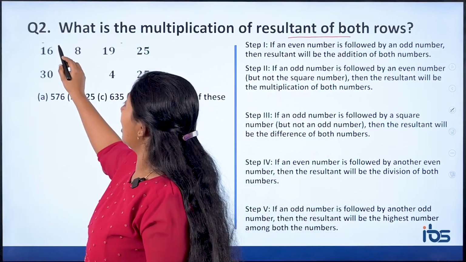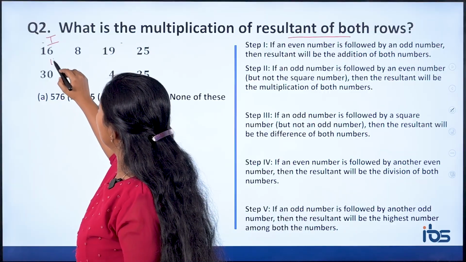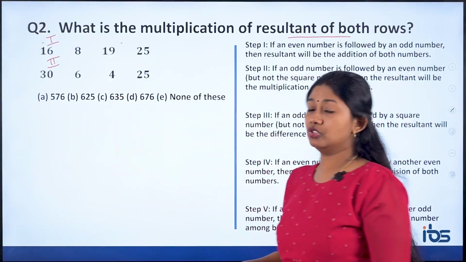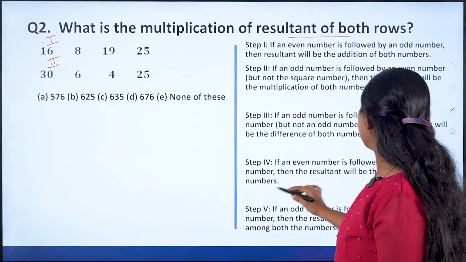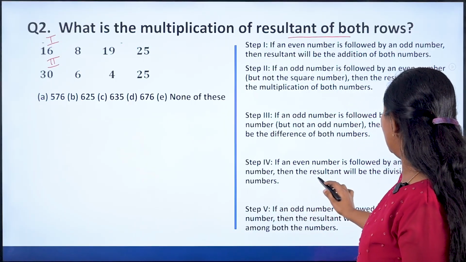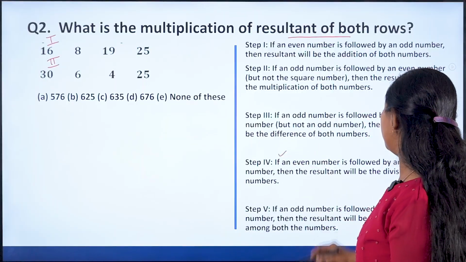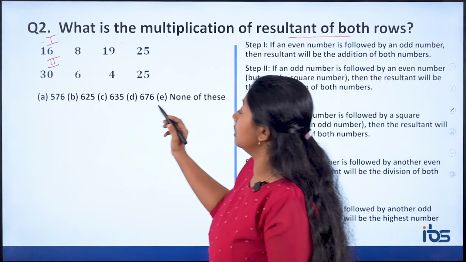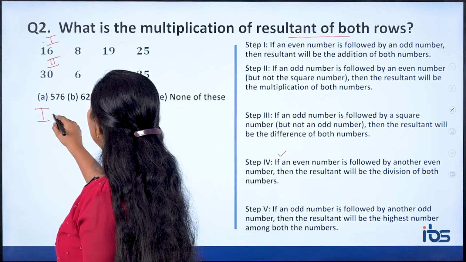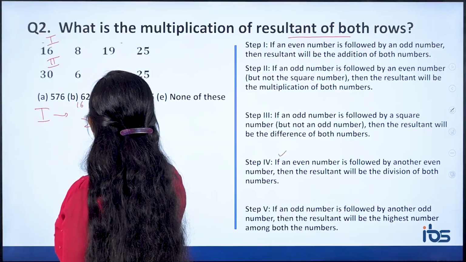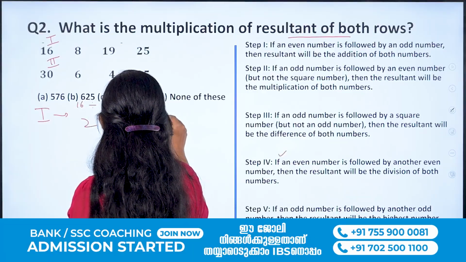So, first of all, if you have a look at these numbers in row 1 and row 2, even number followed by an even number condition. Where it is satisfied, let us see: even number followed by another even number, then the resultant will be the division of both. So, fourth step, even number is 4. So, you have to divide first row, 16 divided by 8, you are going to get 2, 19, 25 as first row.